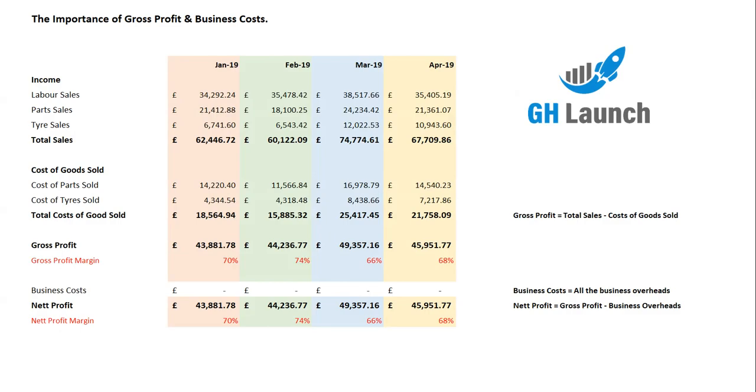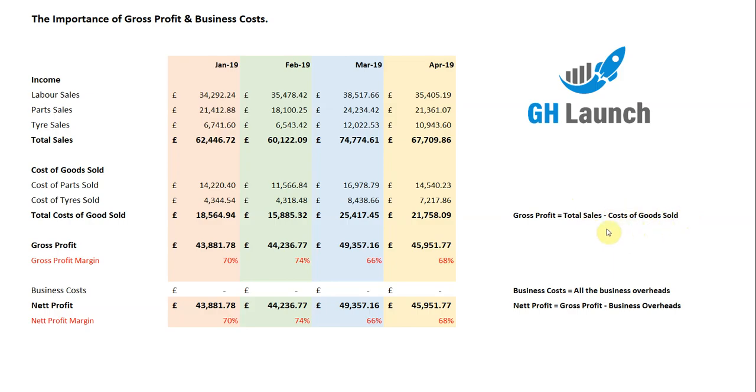If you know what your cost of business is, then I want to explain why gross profit is the only figure you should be looking at when you're trying to understand the financial position or your financial performance. So to understand what gross profit is, we need to look at the equation. Gross profit equals total sales minus the cost of goods sold.